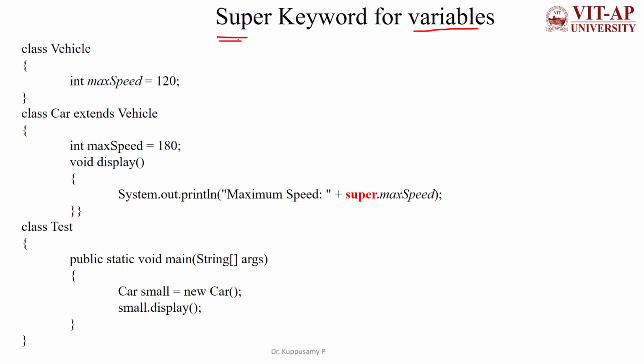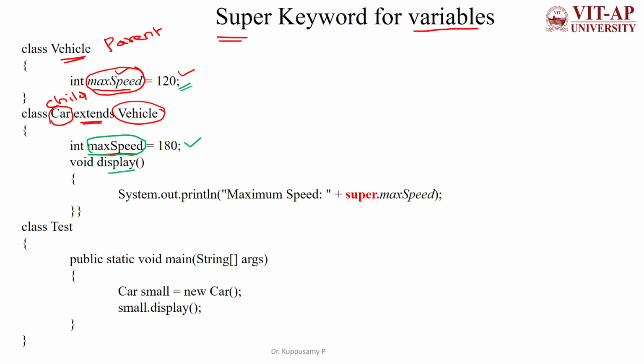Here the class Vehicle is created with the variable maxSpeed assigned with value 120. Then we are creating the child class Car, which is extending the parent class Vehicle. So Vehicle becomes the parent and Car is the child. Here we are defining the same variable: you see the similar variable maxSpeed, which is available in the parent class, is defined in the child class also, but we are assigning the value 180 instead of 120.